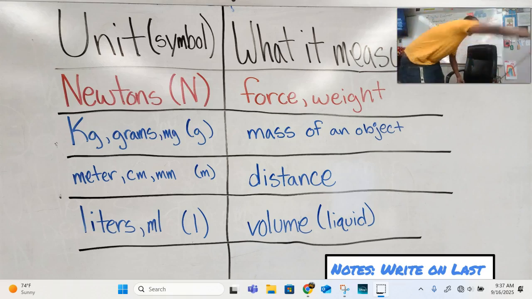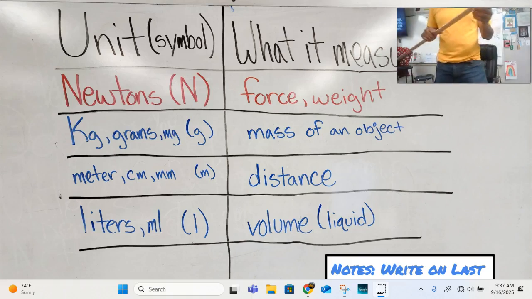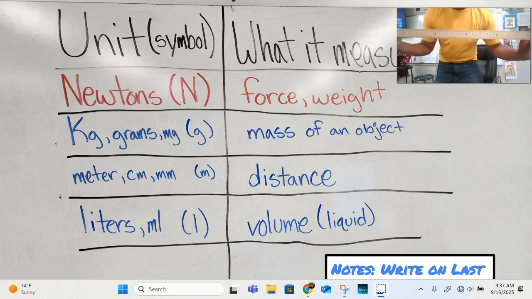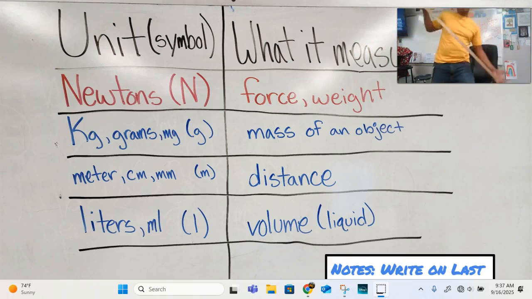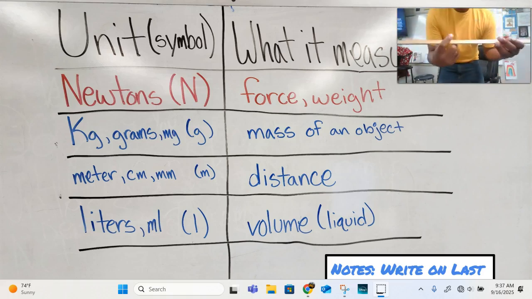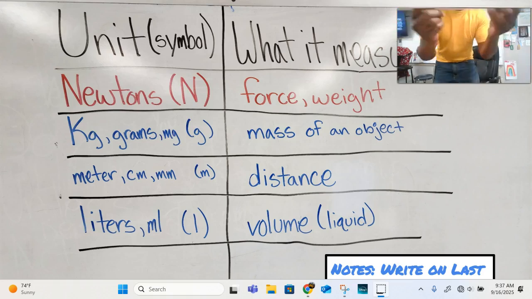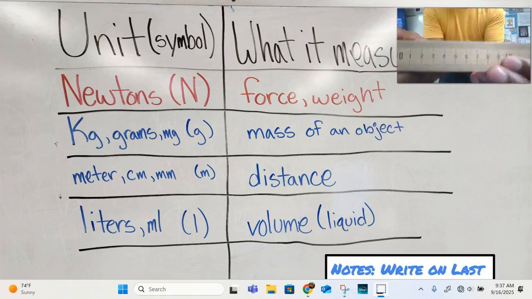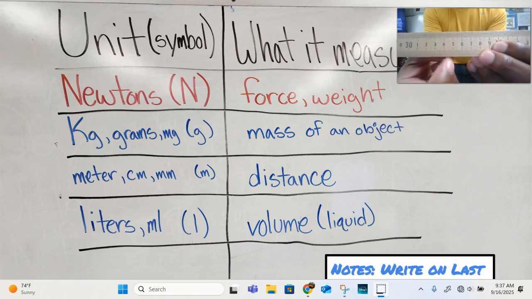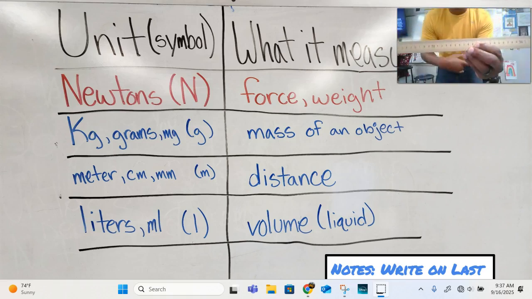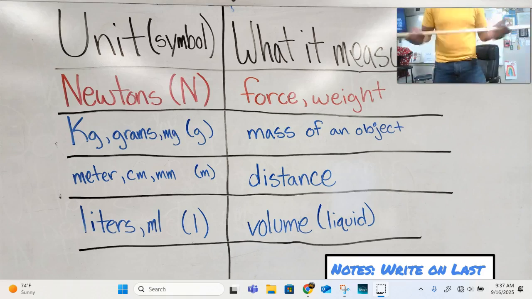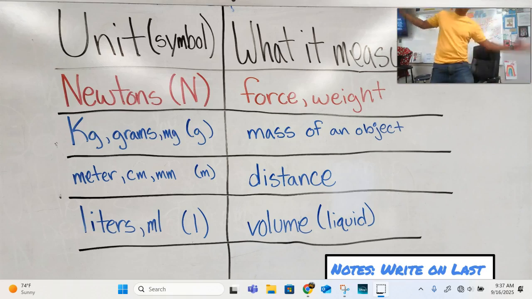Then the third one there is meters, centimeters, or millimeters. On here, you have meters, which is the whole meter stick. And then you also have centimeters on here. All those little guys right there are centimeters. And in between there, those little marks are millimeters. So you do have meters, centimeters, and millimeters on here as well. Those can measure distance. They can also measure length or width, or height. You can measure those kinds of things.